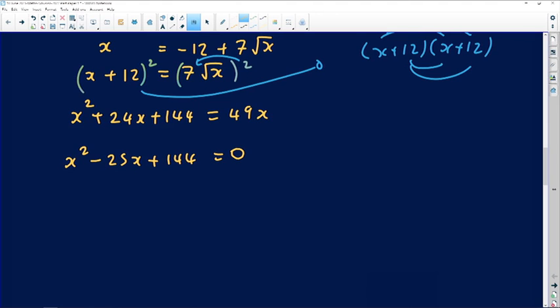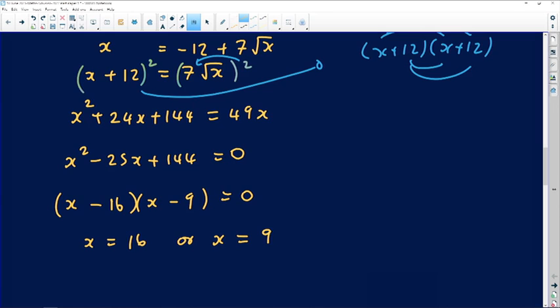Now I need to factorize this quadratic on the left-hand side. What do I end up with? The factors of x squared are x and x. I'm looking for two numbers that will multiply to 144 and add to 25. It turns out that when you take 9 and 16, 16 plus 9 will give us 25, and 16 times 9 is going to give you 144. That implies that x is either going to be 16 or x is equal to 9.